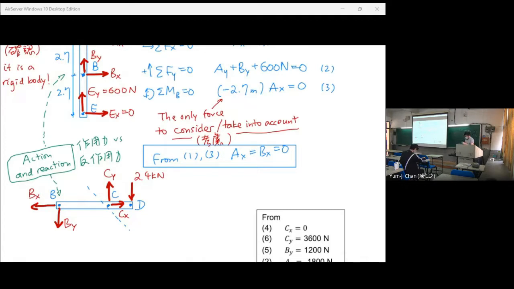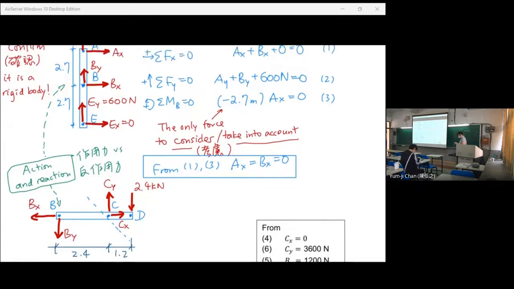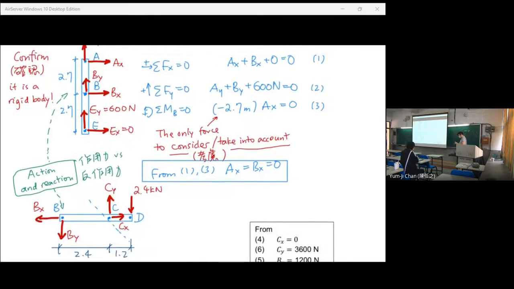And for the dimensions, I forgot the dimensions. This one is 2.4 meter. This is 1.2 meter. Remember, and for those, I'm not sure whether all of you were here last Thursday, these two are 2.7 meters. These are 2.7 meters.